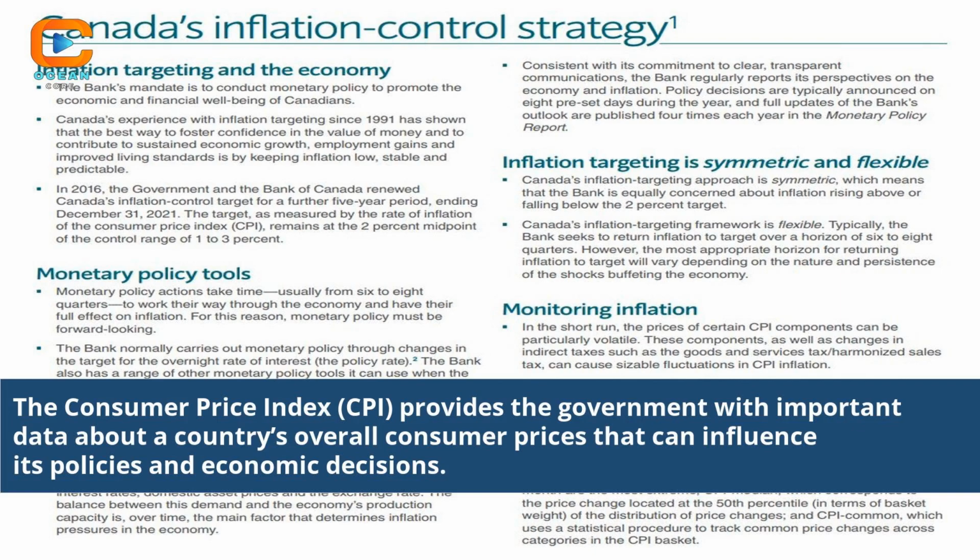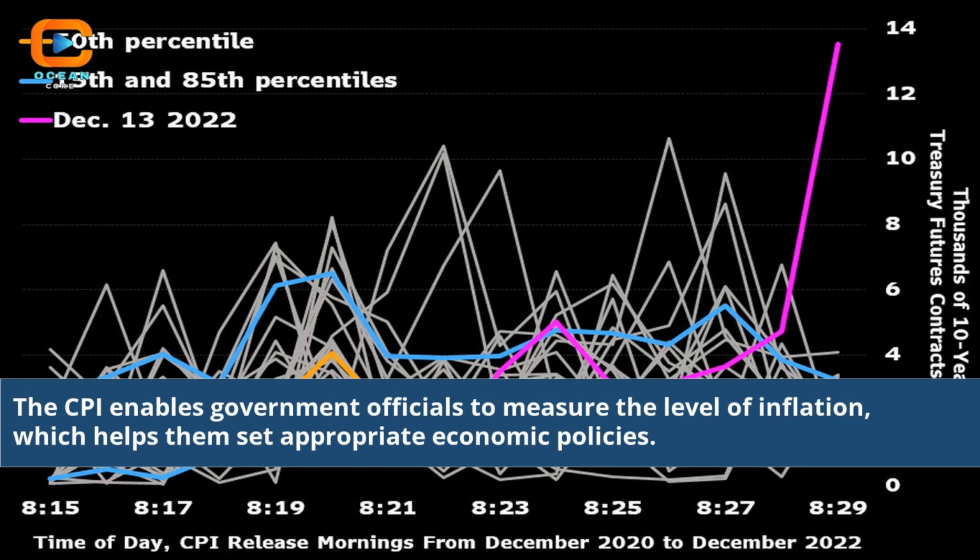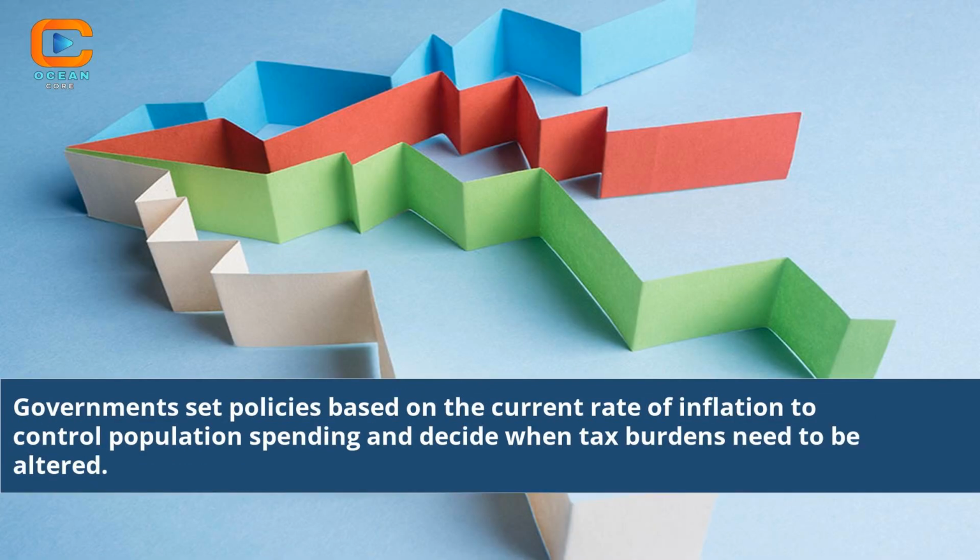The Consumer Price Index, CPI, provides the government with important data about a country's overall consumer prices that can influence its policies and economic decisions. The CPI enables government officials to measure the level of inflation, which helps them set appropriate economic policies. Governments set policies based on the current rate of inflation to control population spending and decide when tax burdens need to be altered.